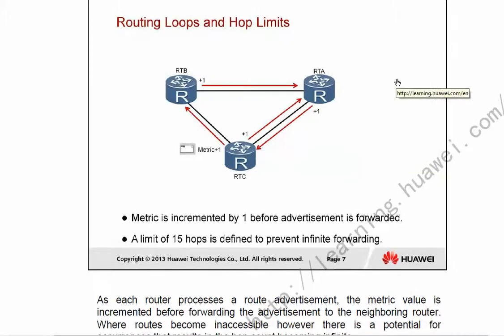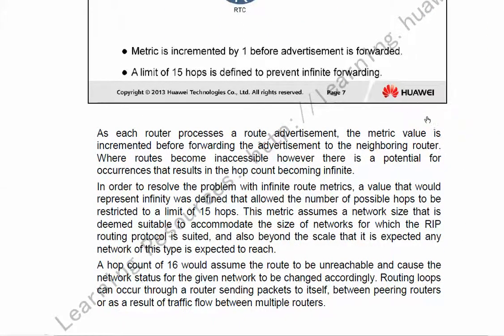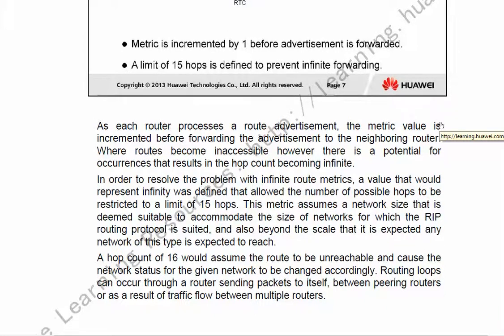Routing loops and hop limits. The metric is incremented by 1 before the advertisement is forwarded. A limit of 15 hops is defined to prevent infinite forwarding. So a hop count of 16 means the route is unreachable. Since there is a limit of 15 hops, this protocol is only good for small networks.